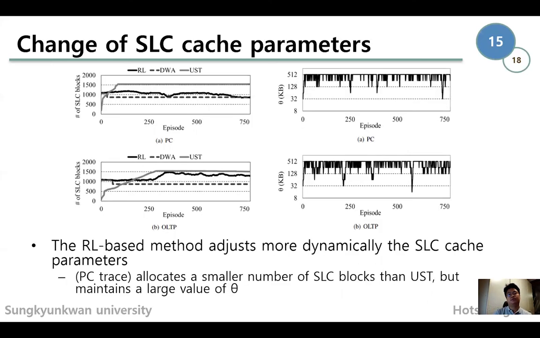To analyze the behavior of SSD cache management techniques, we observed the number of allocated SSD blocks and the hot-cold separation threshold at every 128 megabytes of host write. Compared to DWA and USD, the proposed technique adjusts more dynamically the SSD size and the hot-cold separation threshold. In the PC workload, which has many frequently updated data, the proposed method allocates less number of SSD blocks than USD does, but maintains a large value of hot-cold separation threshold to store as much hot data as possible in the SSD cache.